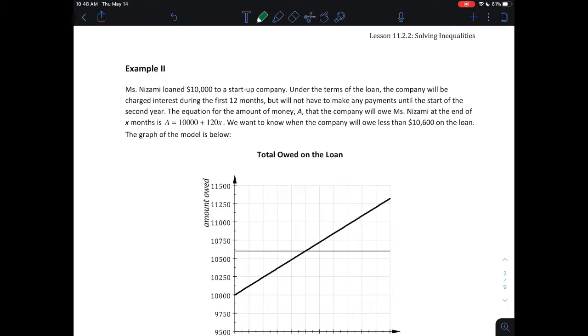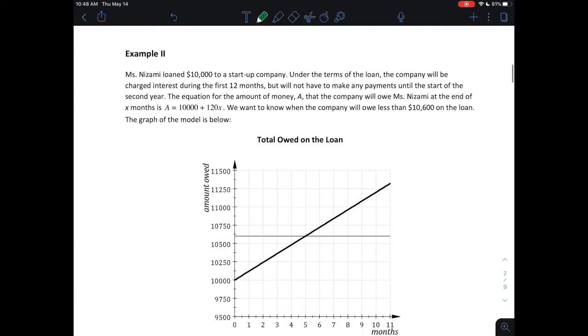Ms. Nizami loaned $10,000 to a startup company. Under the terms of the loan, the company will be charged interest during the first 12 months, but will not have to make any payments until the start of the second year. The equation for the amount of money, capital A, that the company will owe Ms. Nizami at the end of X months is 10,000 plus 120X. We want to know when the company will owe less than $10,600 on the loan. The graph of the model is below.